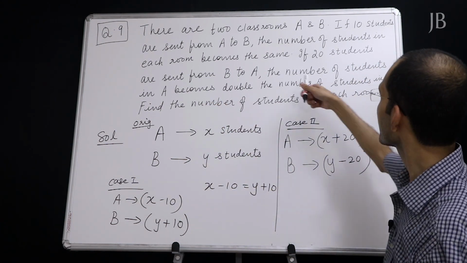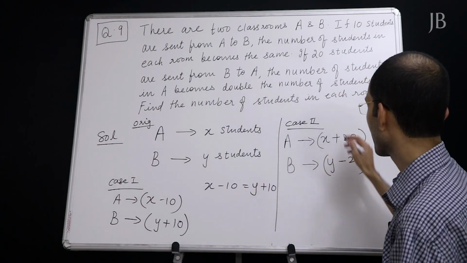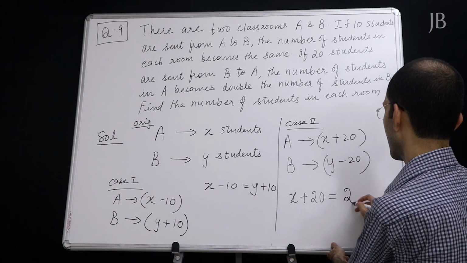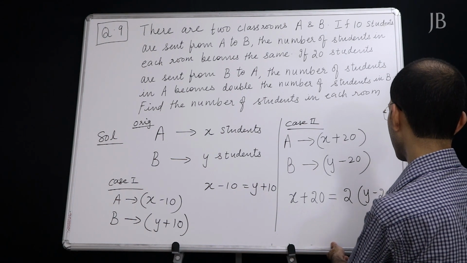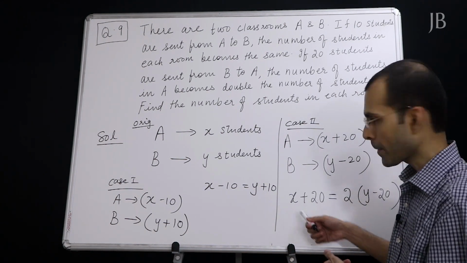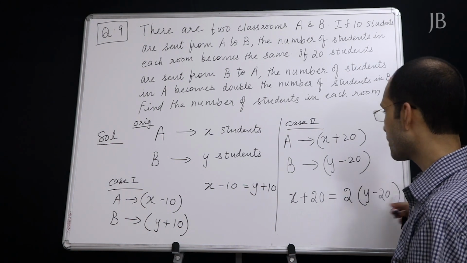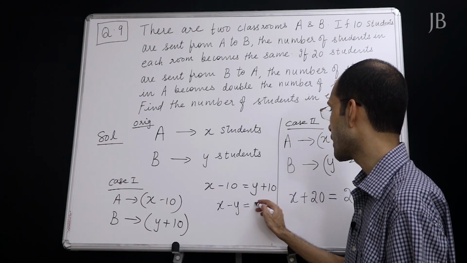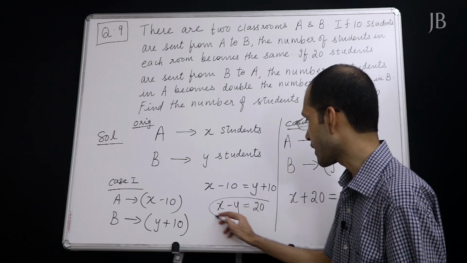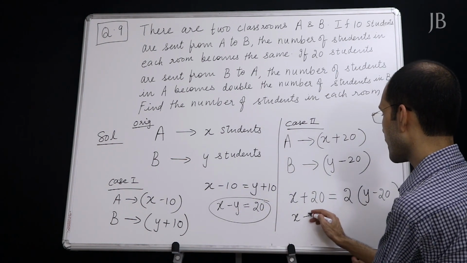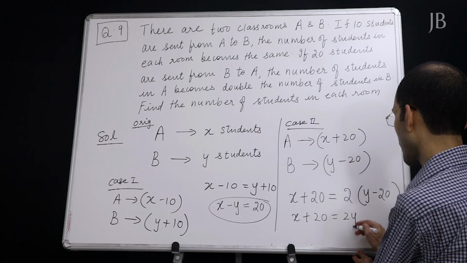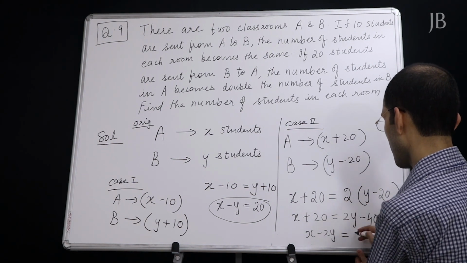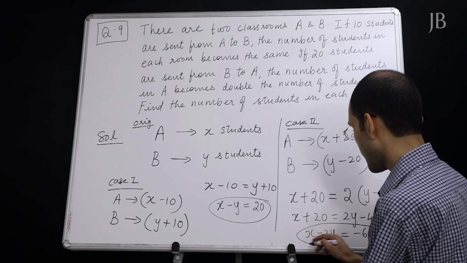Now what happens? The number of students in A becomes double that of the number of students in B. So the number of students of A has become double that of B. Finished. Now here you just transpose: x minus y will be 20, minus 10 goes here. So this is one equation. And here you will have x plus 20 equal to 2y minus 40. So x minus 2y is minus 40 minus 20, that is minus 60. This is your second equation.